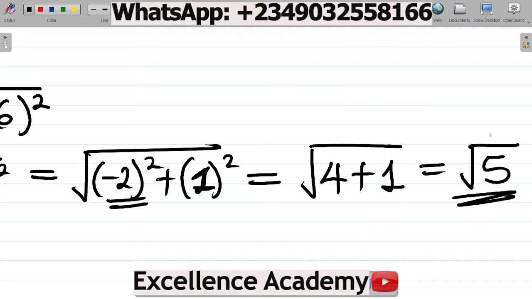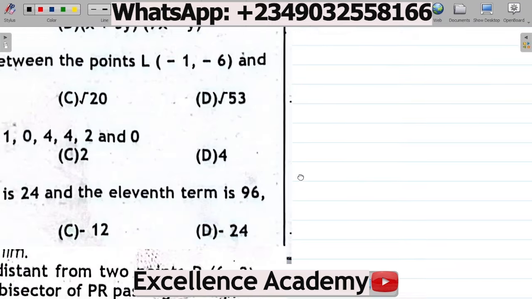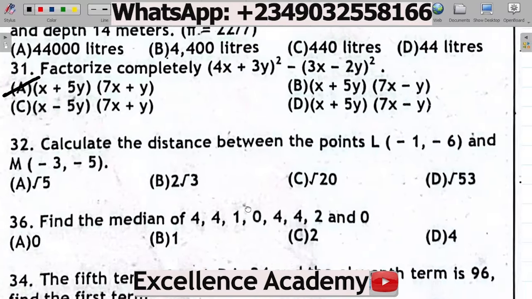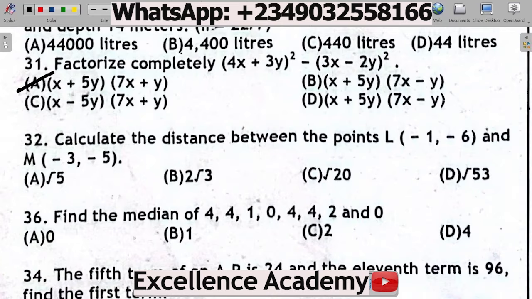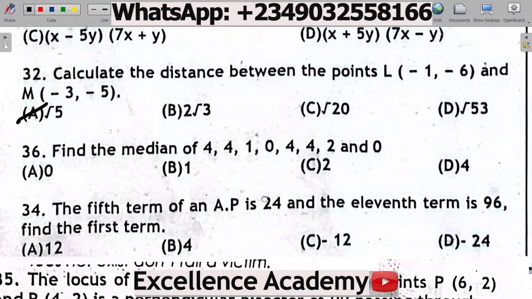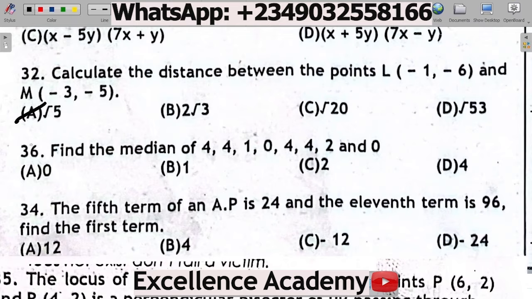So let's see which option is root 5. Looking at this, the correct option there is A, root 5. That's the correct answer. Next up, this should be 33, not 36. Question number 33.